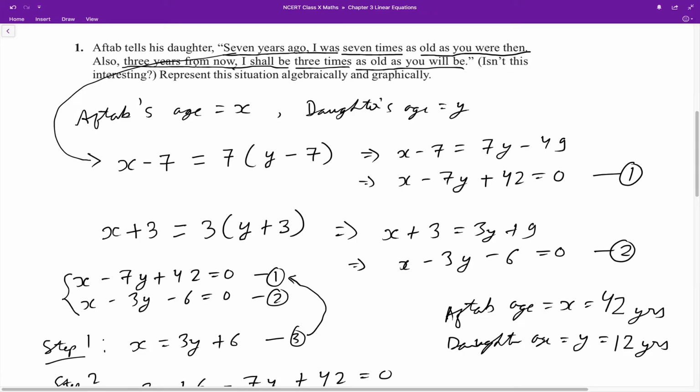3 years from now Aftab's age will be 45, his daughter's age will be 15. 45 is 3 times 15. So 3 years from now Aftab's age will be 3 times his daughter's. So it satisfies the given information, and we have a solution.